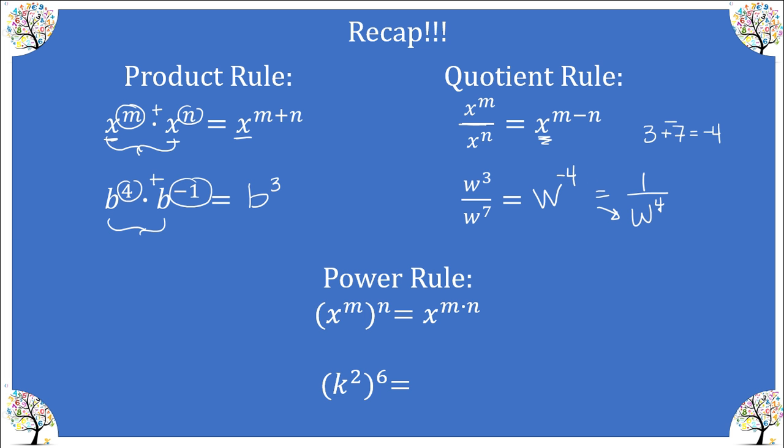And then the last rule that we learned, here we have a power raised to a power, and instead of having two separate exponents, we can have a single exponent by multiplying those exponents. So I have k raised to the second power raised to the sixth power. My base is k, and my exponent is now 12.